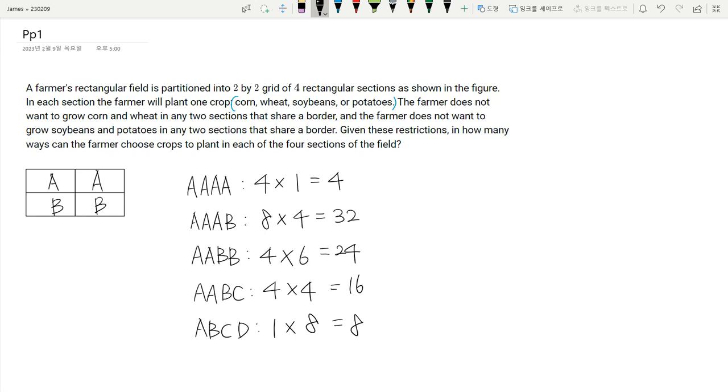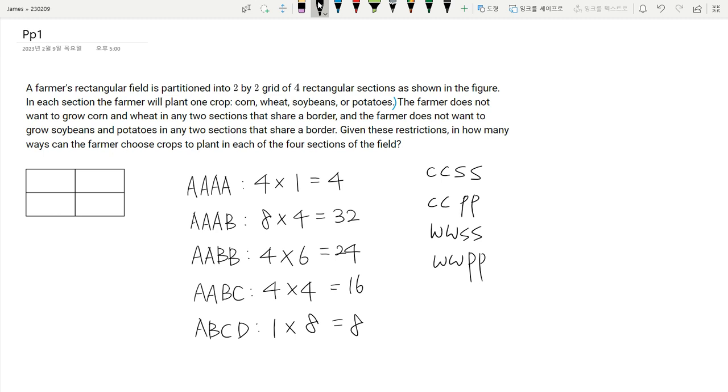Am I right? Yep. So let's say this is A, B, C, D. So, corn, S, S, soybeans. Yep. These are four choices and the arrangement is 6. So, the case is 24.